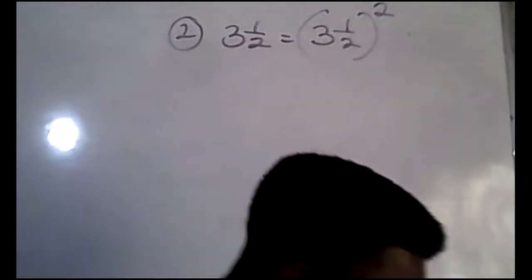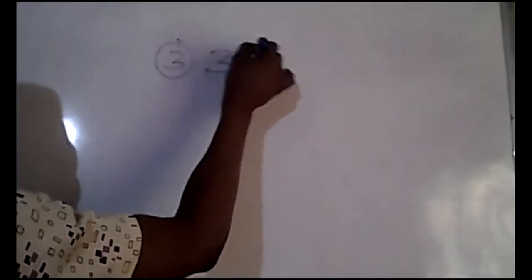Can you see that? Let me bring it down a bit so you can all see what I'm writing. So over here, we want to find the square of 3.5.